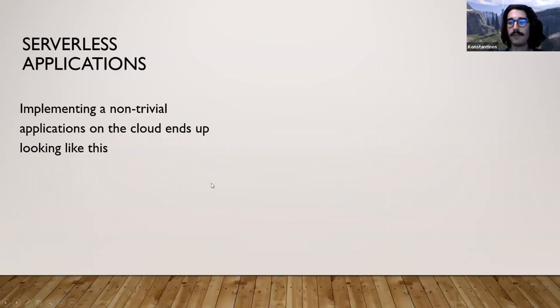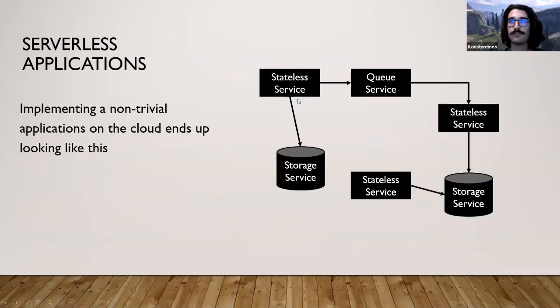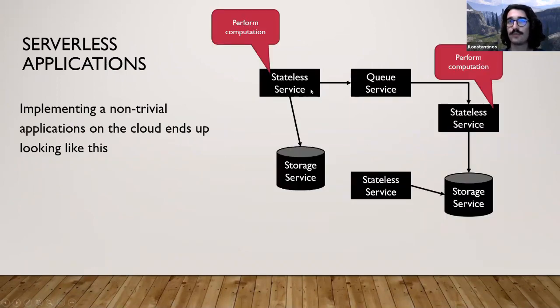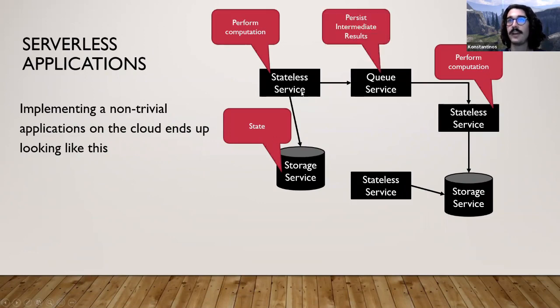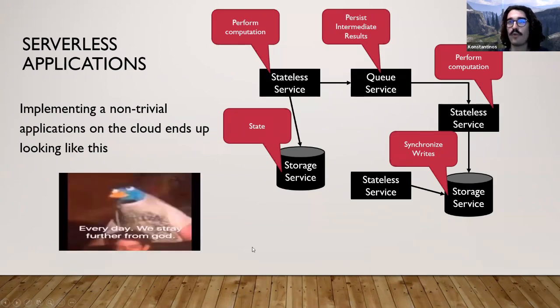So all of these issues can be seen if we look at how a non-trivial application in the cloud ends up looking today. So we have some stateless services which perform computation. Some of them might use some storage service, some key value store, let's say, for their state. And in order to ensure reliability, they persist intermediate results in a persistent queue service that then is read by the next stateless service, and stateless services that need to synchronize write on some storage service. Well, this is far from ideal, from where we would like to be, actually.